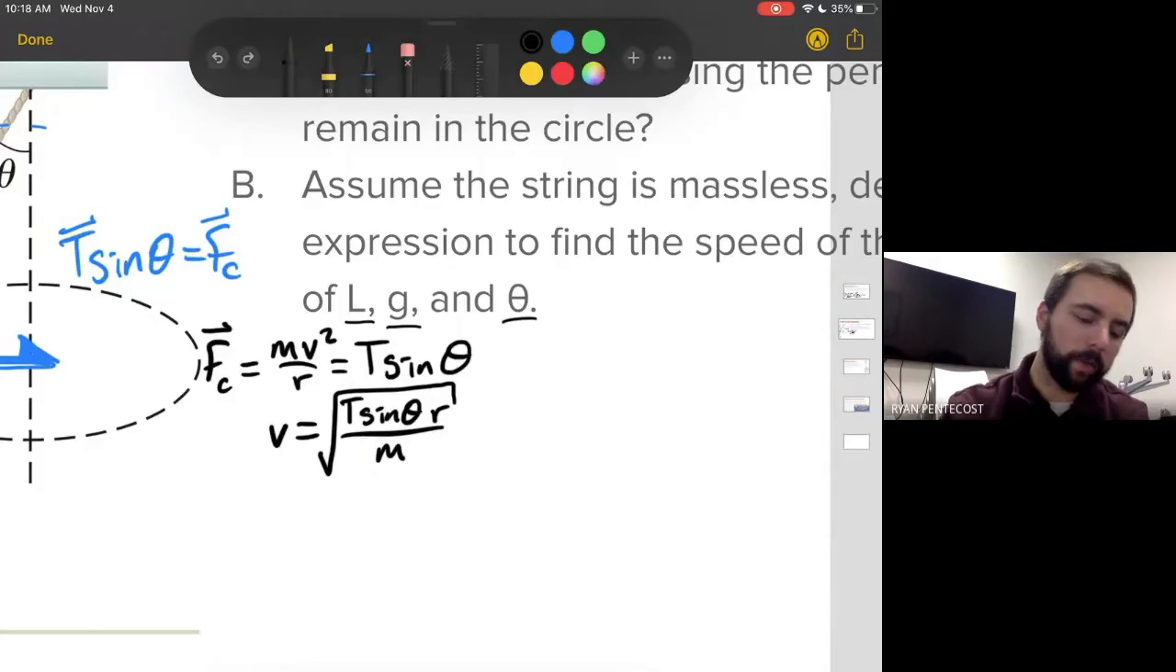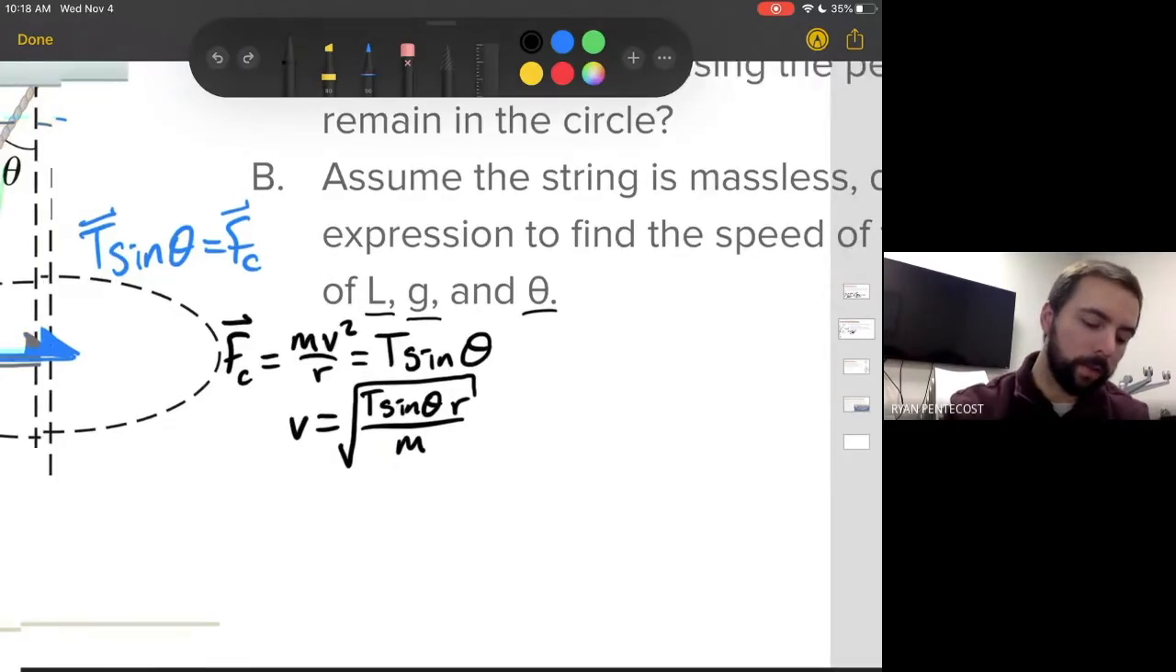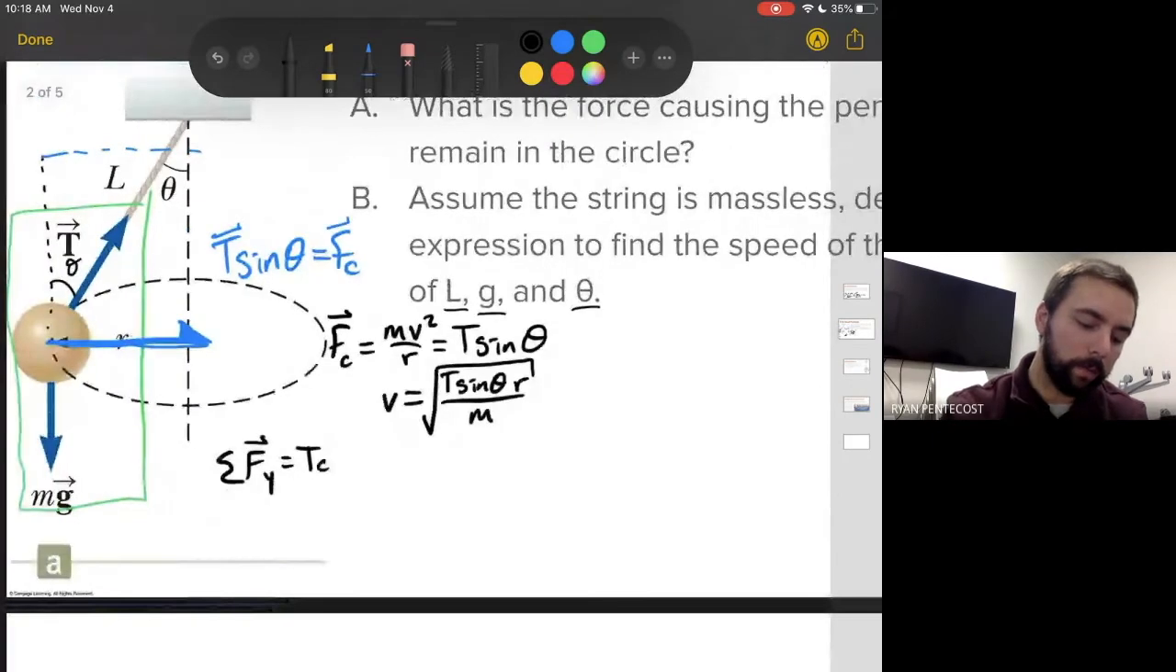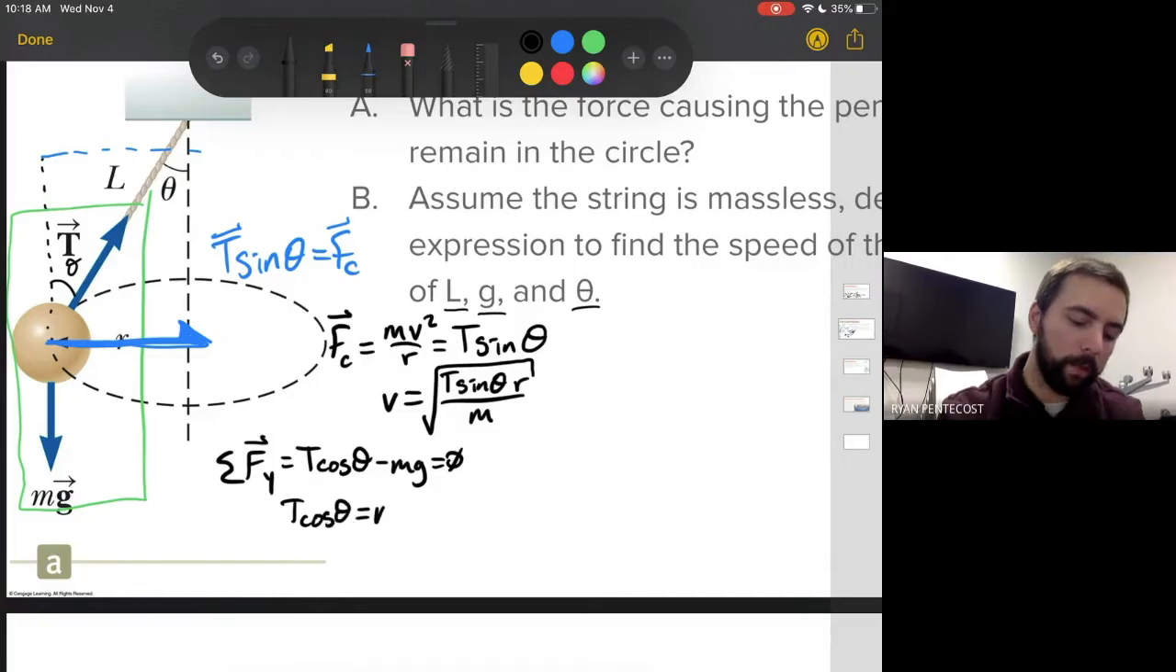So let's solve for tension first. That's the easiest one to do. If we look at the summation of forces in the y, we have T cosine theta minus mg would all equal 0. So that means T cosine theta equals mg. It's got to balance because there's no acceleration in the y direction. It's just in the x direction. So if we want to substitute out T, we would have T equals mg divided by cosine theta. So let's substitute that real quick.